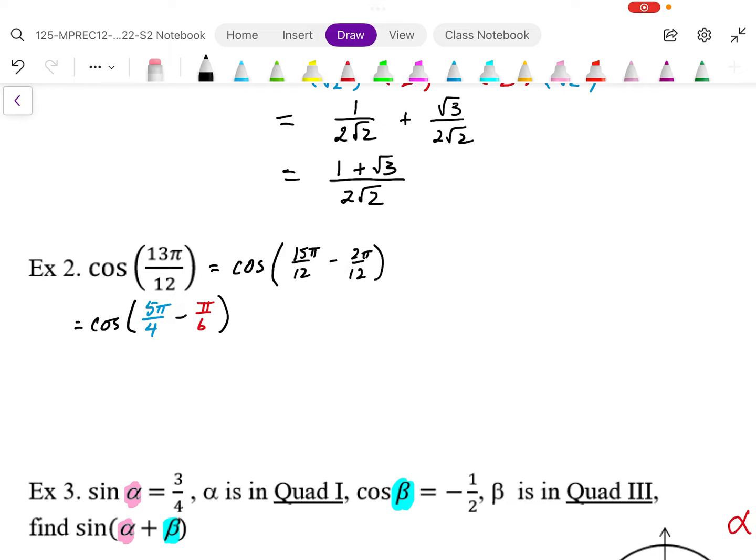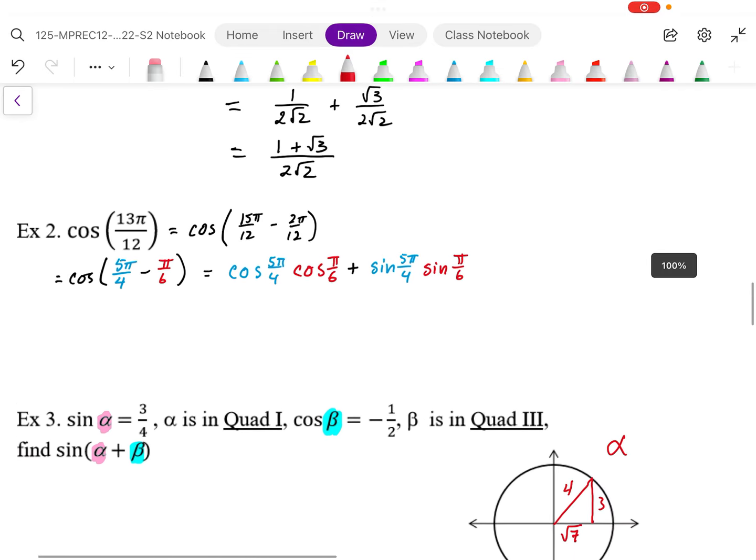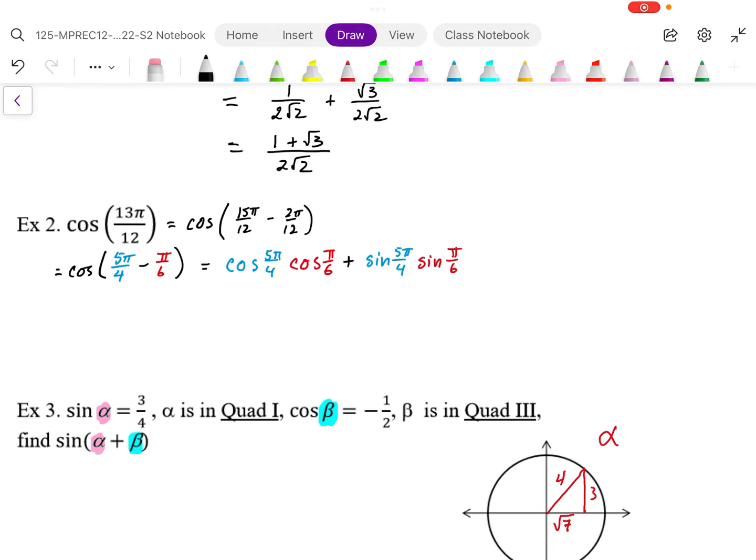I'm now going to put it into my formula. For cosine, it's going to be cos cos, so cosine 5 pi over 4, cosine of pi over 6. For minus, it's plus in between, and then it's going to be sine of 5 pi over 4, sine of pi over 6. Okay, so I need a picture for those two angles, so I'm going to draw one here.